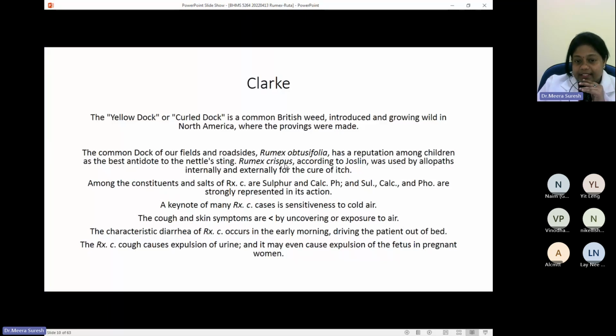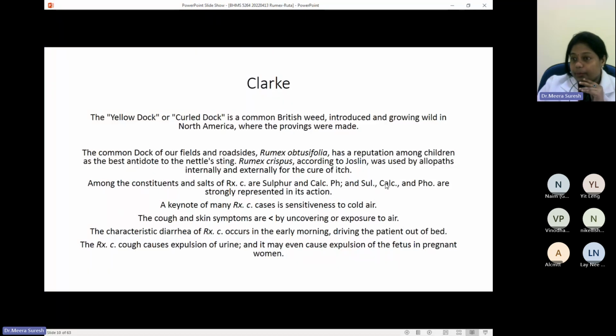Rumex crispus, which is our medicine, according to Jousset, was used by allopaths internally and externally for the cure of itch. So for them, it was mainly a skin complaint. Nevertheless, we also have the urticaria complaints, but for us, when we proved it, most symptoms were towards its respiratory and GIT complaints. Among the constituents and salts of Rumex crispus, there is sulfur and calcarea phos, and that is why we can see similarity of action of sulfur, calcarea, and phosphorus.